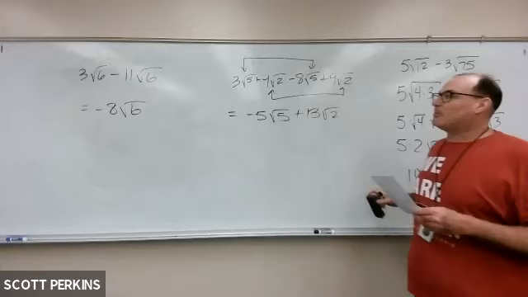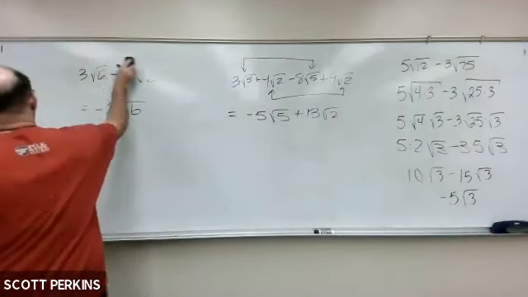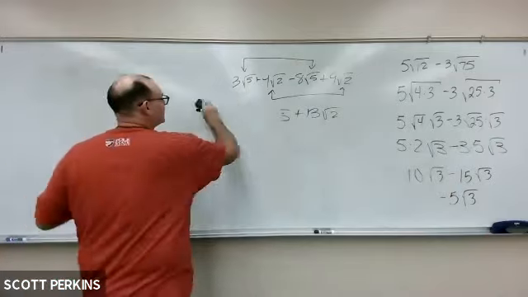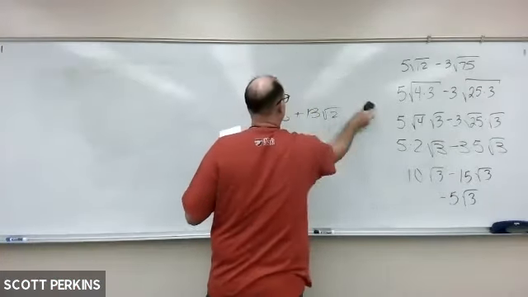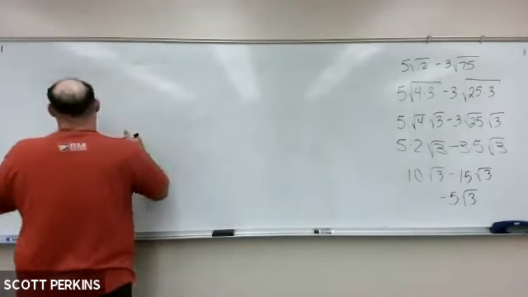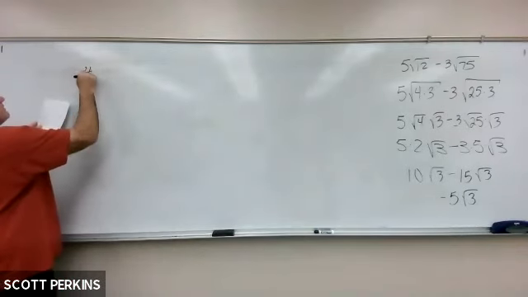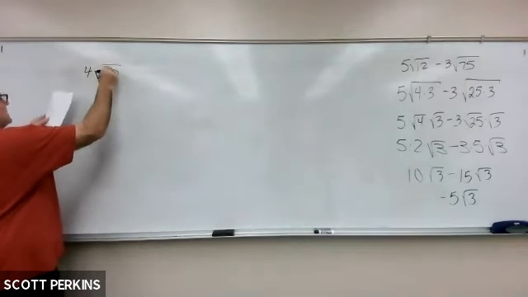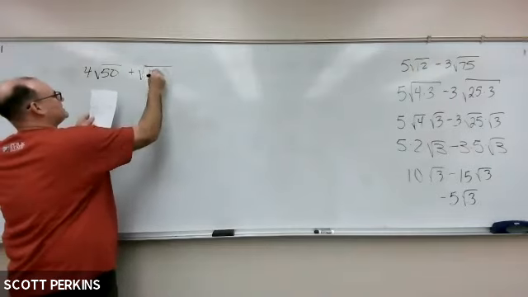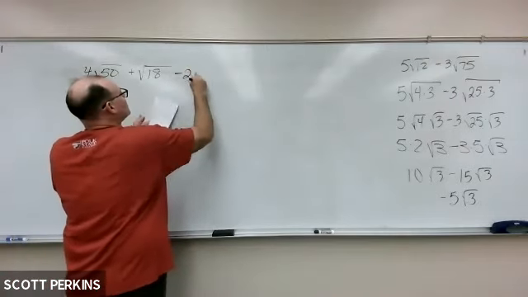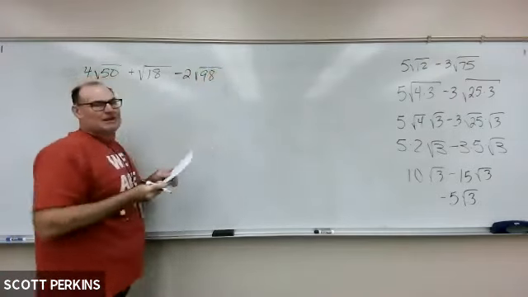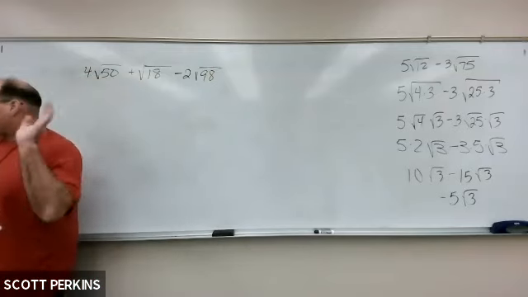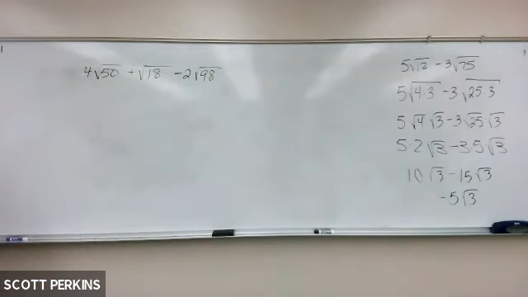So here's your final problem from this section. It's the same sort of thing. You're going to combine your like terms, but you're going to have to simplify before you can do that on this problem. So here you go. 4 square root of 50 plus the square root of 18 minus 2 square root of 98. Let me give you a couple minutes. Grab your calculator. I assure you all of those do simplify.